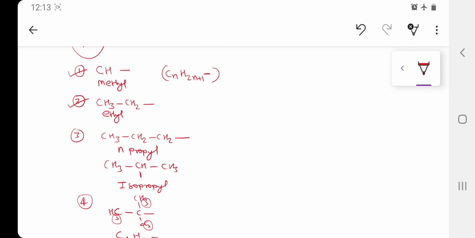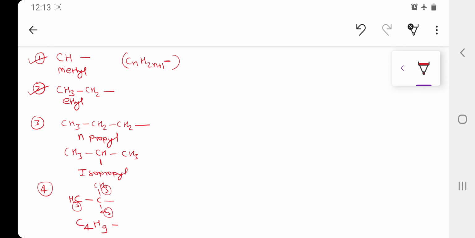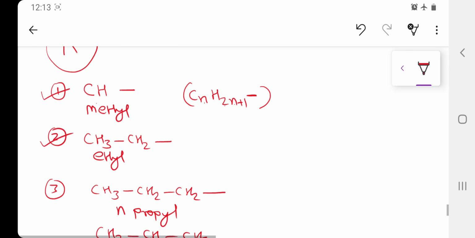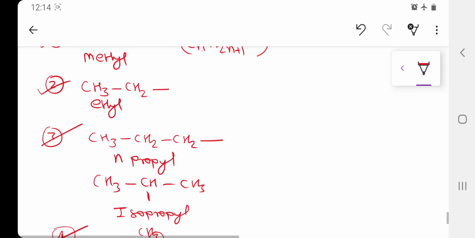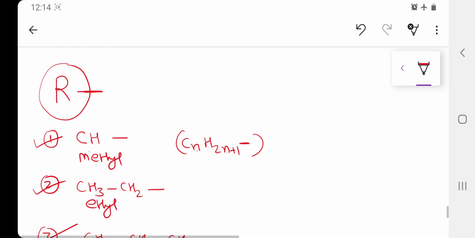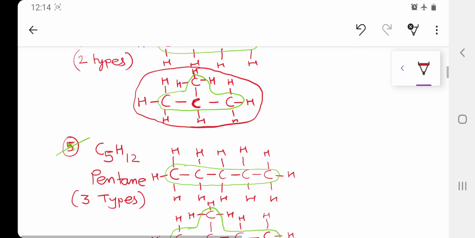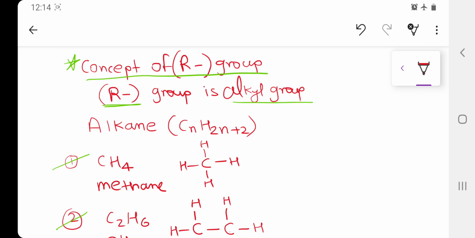Before proceeding further, our next part will be understanding the classes of organic compounds. For that, you must know these few alkyl groups, that is 5 alkyl groups: methyl, ethyl, N-propyl, isopropyl and tertiary butyl group. So write these structures and understand all this. I will revise this in a bit. This is the concept of the R group that we are understanding.